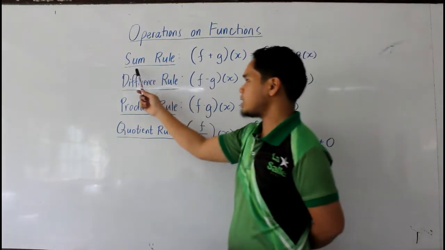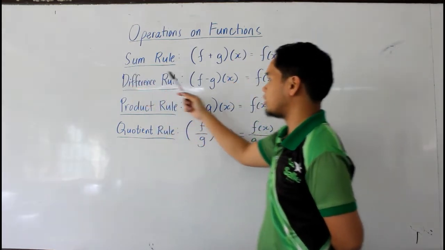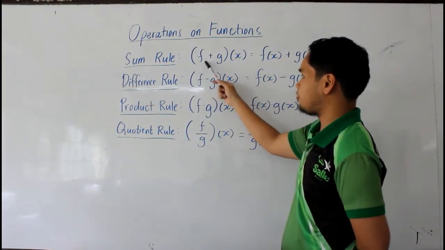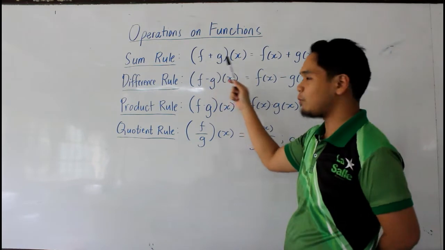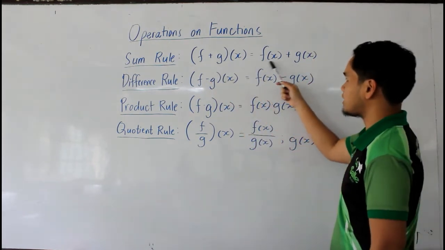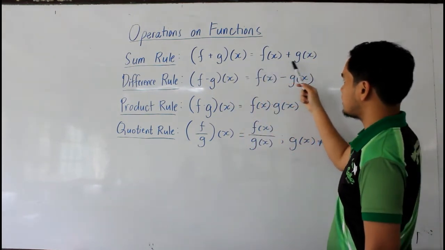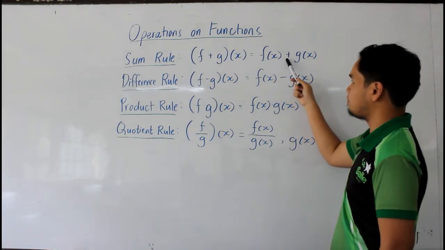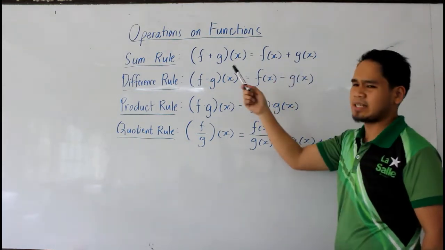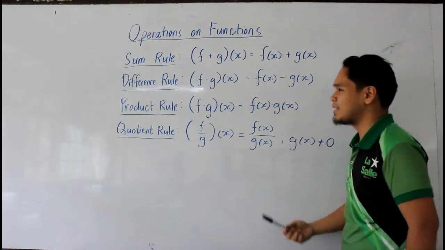Okay, to discuss some rules, this is addition. We can read it here, f plus g of x. How can we solve this? This is equal to f of x, this function here, plus the function here. So this function plus another function. That's simply the sum rule. Just an add, simple as that.